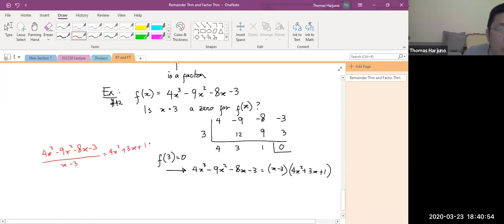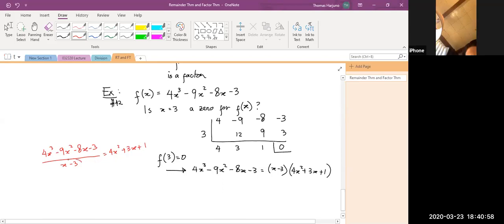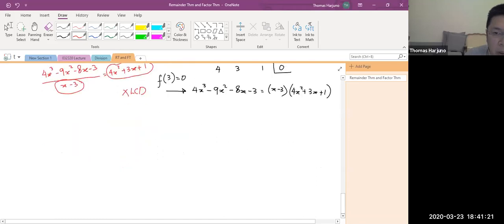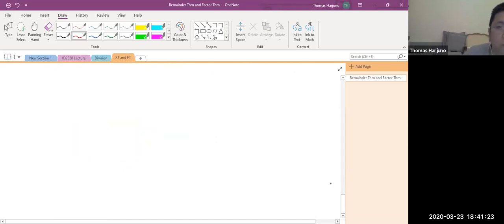Imagine with remainder 0. Because the remainder is 0, this is a factor of the polynomial, and this is the other factor. Imagine if I multiply by the LCD, then this is what I get. Is it right? Now, from here, I want to show you something our textbook does not explicitly say, but actually a very, very important concept.